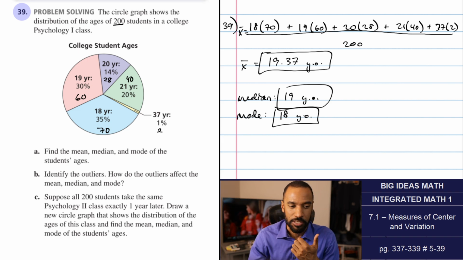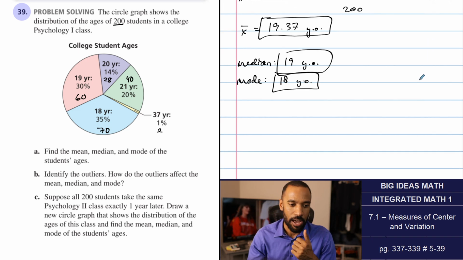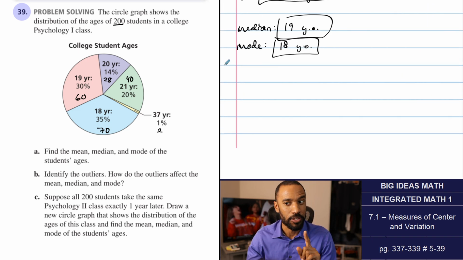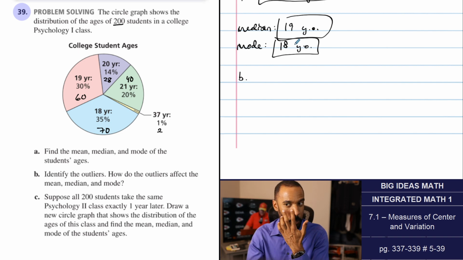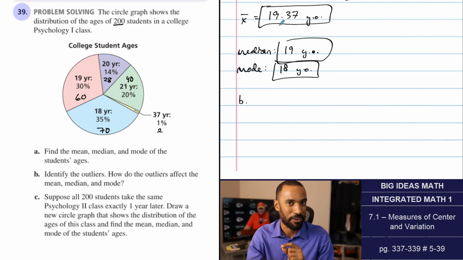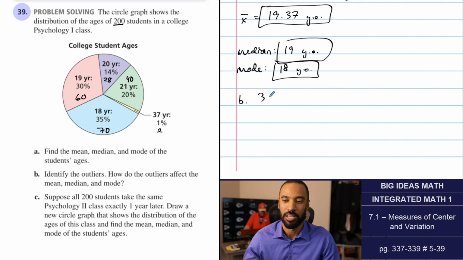Is that all we had to find? Yes. Identify the outliers. How do the outliers affect the mean, median, and mode? I'll tell you what, they're not going to affect them very much, if at all. They're not going to affect the median. They're not going to affect the mode. They'll barely affect the mean. I don't know how much. But the outlier is the 37. The 37-year-olds. There are two of them.